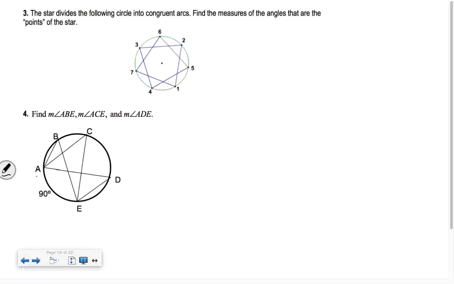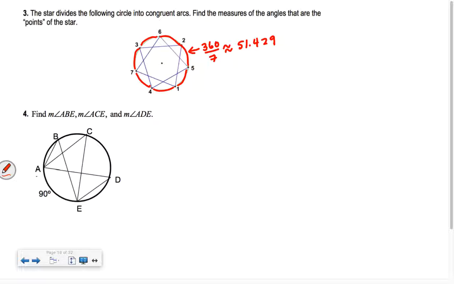Okay, so it says the star divides the following circle into congruent arcs. Find the measure of the angles that are the points of the star. So if you notice that we have 1, 2, 3, 4, 5, 6, 7 sections. Do you guys see how we have 7 sections that are all equal? So each of those red little arcs, how much would each of those red arcs be? Yeah, these are all 360 divided by 7, right? Which is around 51.429.